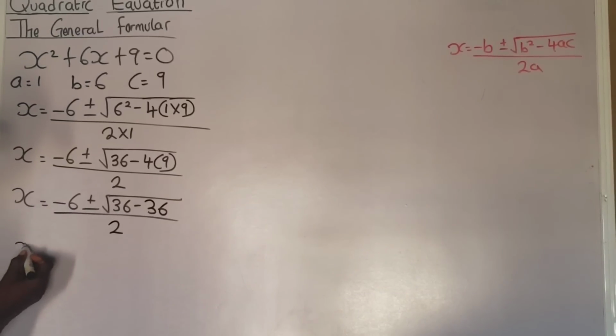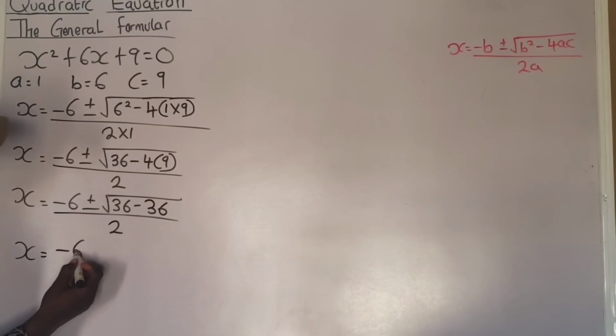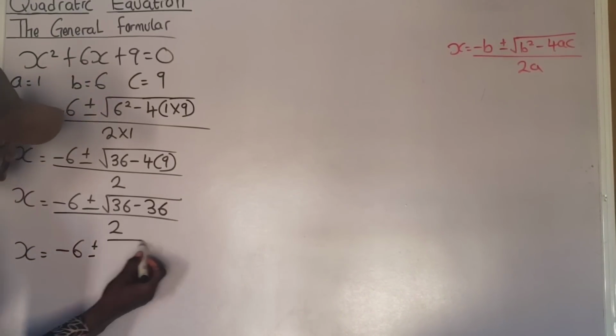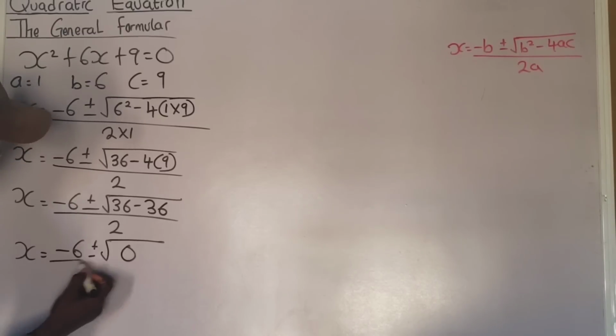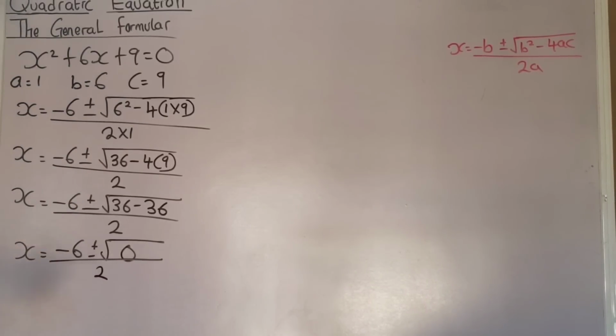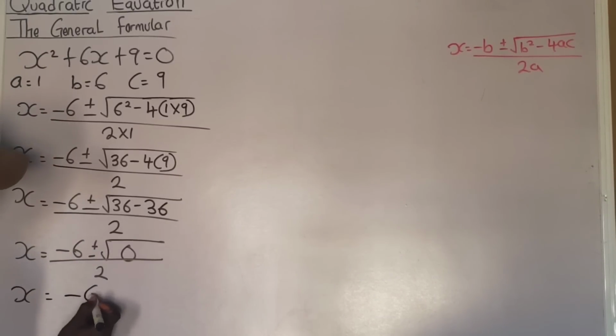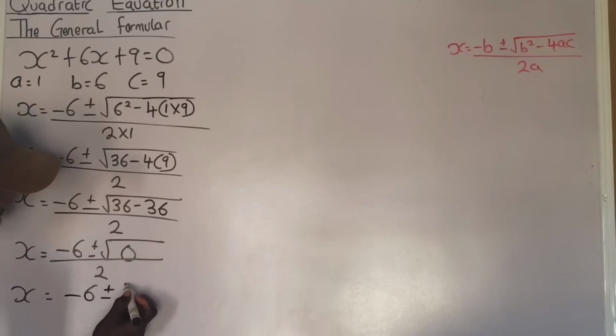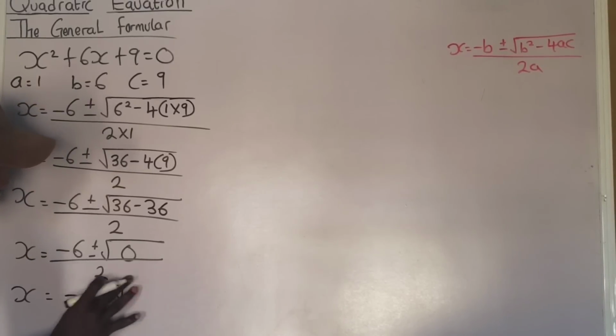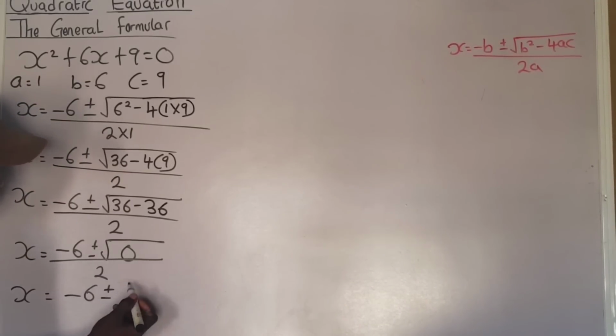So here I'm going to have x equals negative 6 plus or minus square root of 0 all over 2. You understand? Please, you just have to pay attention. It's very simple, okay? Now square root of 0 will give you 0. So I'm going to have x equals negative 6 plus or minus square root of 0. Okay, square root of 0 will give us what? 0. So there is no need for putting that. Let me just put it like this, all over 2.